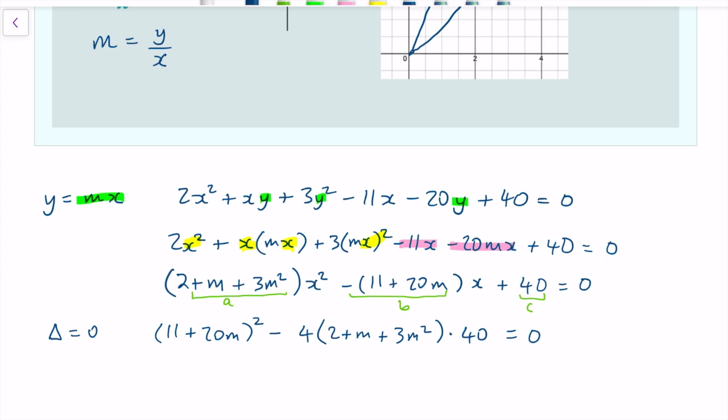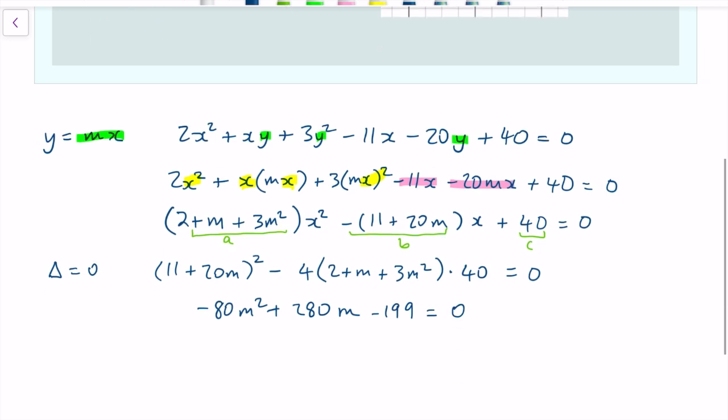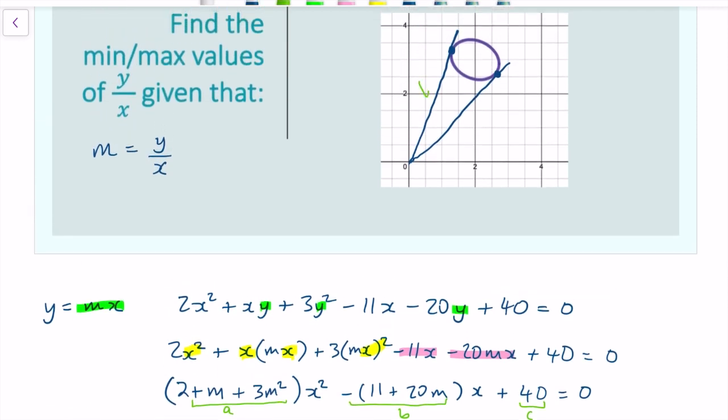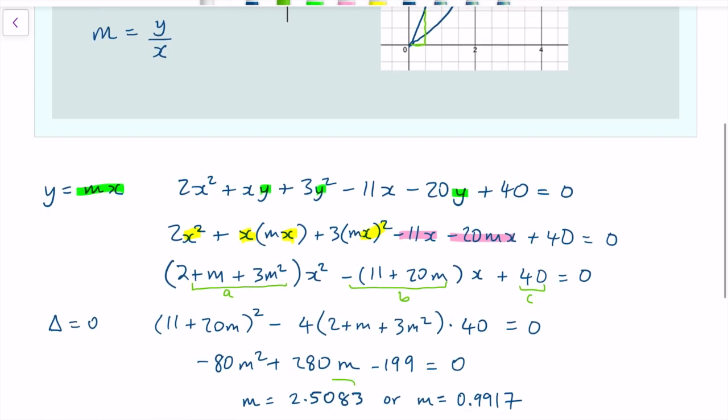If I simplify that quadratic equation, it simplifies down to that, which doesn't have nice solutions. So we get two values of m. We get m equals 2.5083, or m is equal to 0.9917. And we can test both those values because we look back at the picture there and we go, okay, that first slope here looks like it has a slope of about 2, so a number close to 2 makes sense.